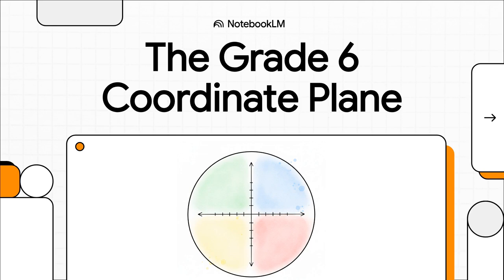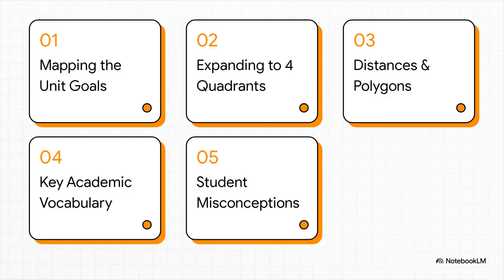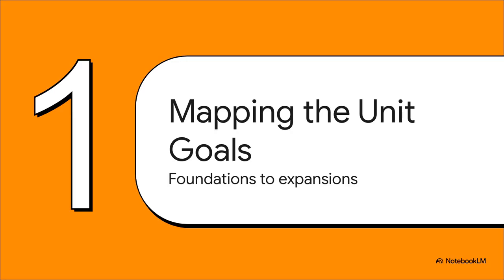Let's get into it. Here is our roadmap for today. We'll hit 5 key stops: mapping the unit goals, expanding to 4 quadrants, distances and polygon creation, key academic vocabulary, and finally, anticipating common student misconceptions. All right, let's kick things off with Section 1, Mapping the Unit Goals.